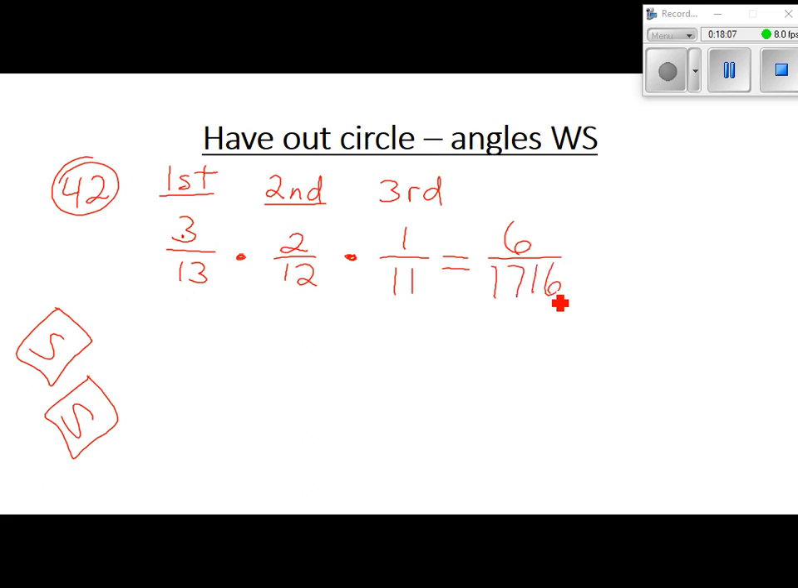1716. Will that reduce any? Use your ABC button. This time, it will work, right? Yeah. 6 ABC button, 1 over 1716. 286. 1 out of 286? Yep.